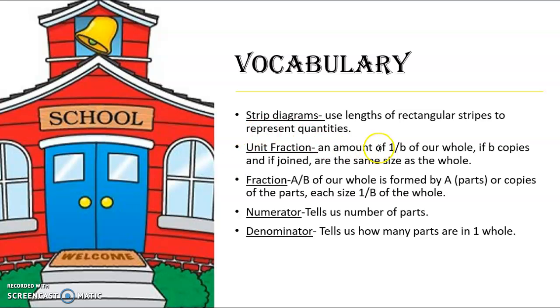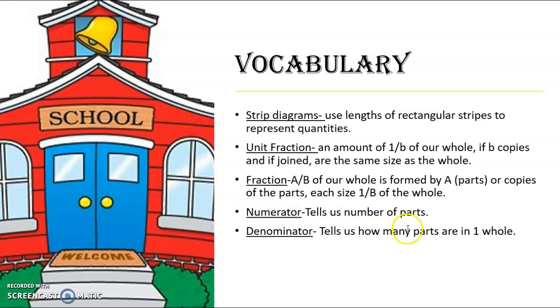Okay, so I have vocab for you. Strip diagrams use lengths of rectangular strips to represent quantities. Unit fraction: an amount of 1 over b of the whole, if b copies joined are the same size as a whole. Fraction: a over b of the whole is formed by a parts or copies of the parts, each of size 1 over b of the whole.